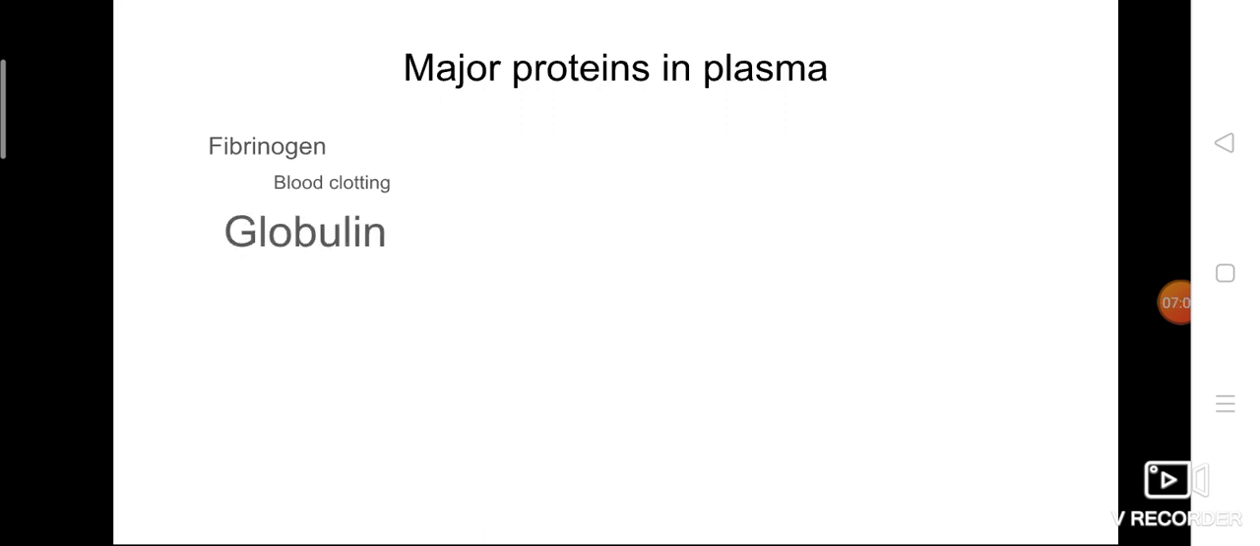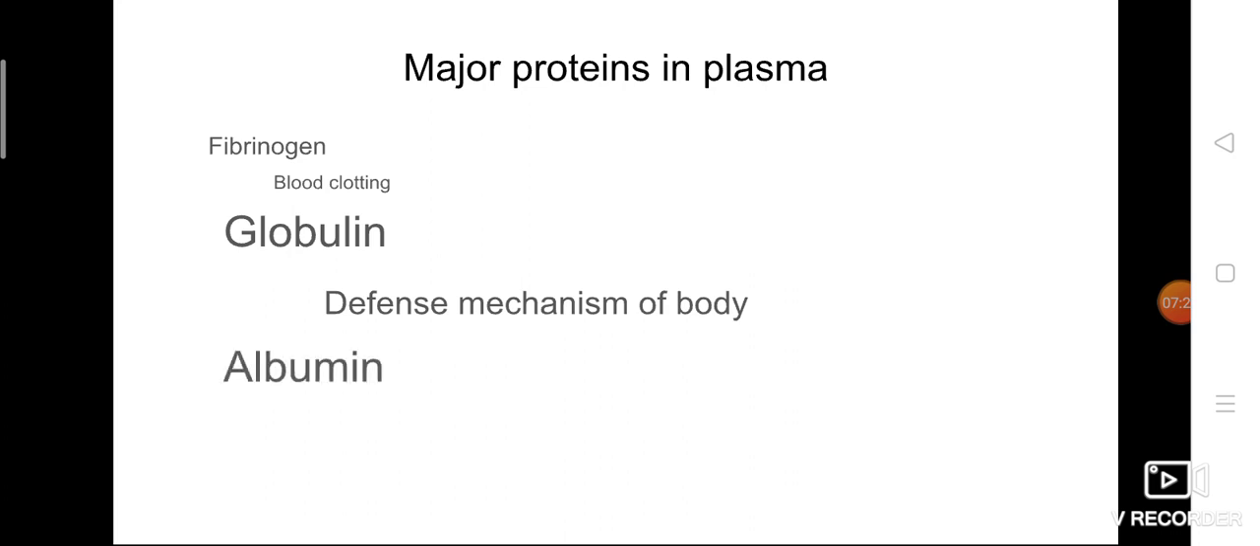The second protein is globulin. It plays a defense mechanism of the body. That is, it plays a defense mechanism against infection. That is, it fights against infection. Globulins are responsible for fighting against infection. That is, it protects our body from any infections, any germs.